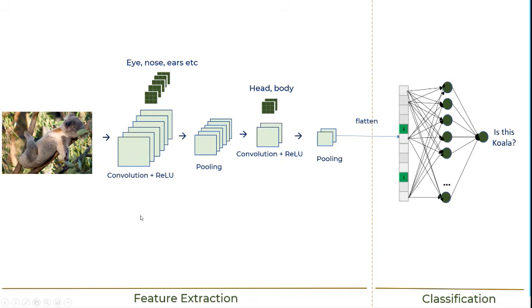In this particular case, the first convolution layer is detecting eye, nose, and ears. Many times you will start with the little edges. You don't even start with eye and nose, but here for the simplicity, I have put them. But usually you'll start with edges, then you go to eye, nose, ears, then you go to head and body, and then you do flattening.